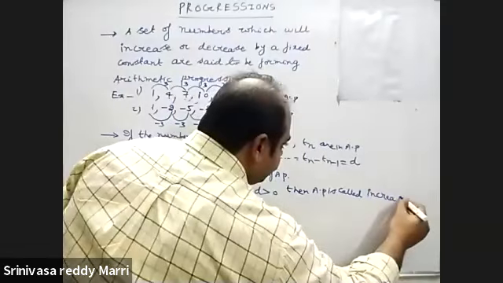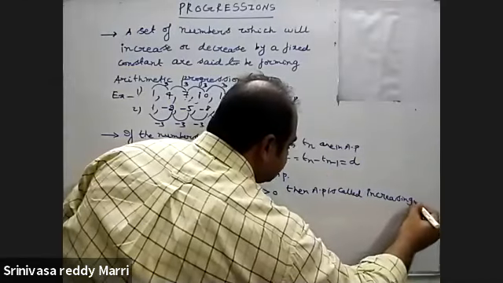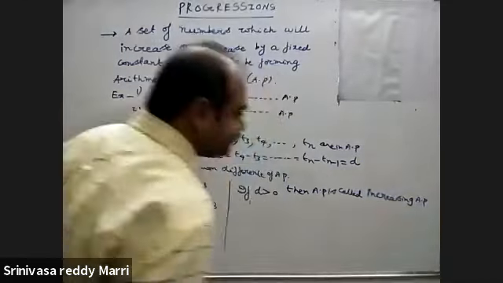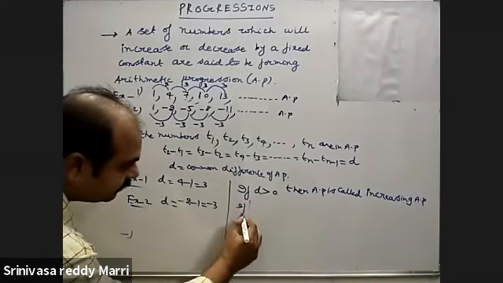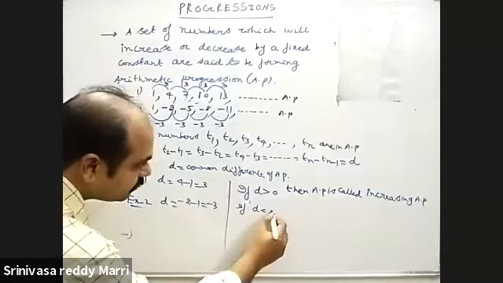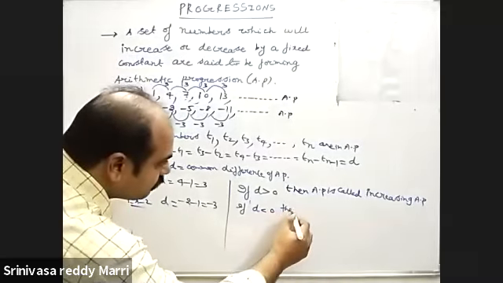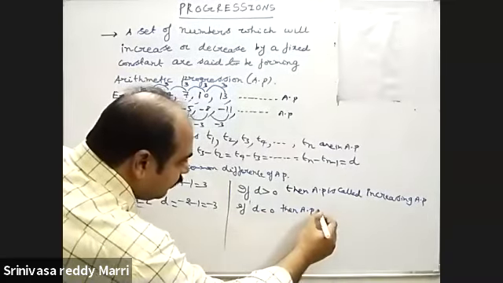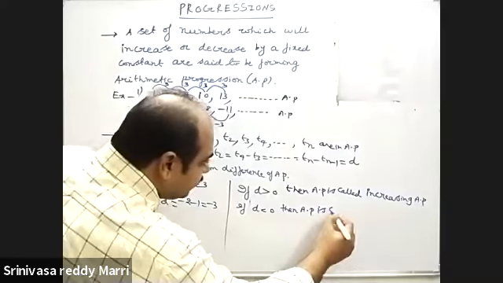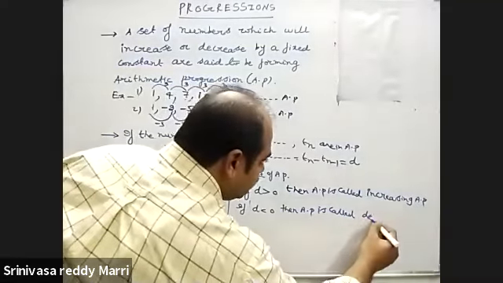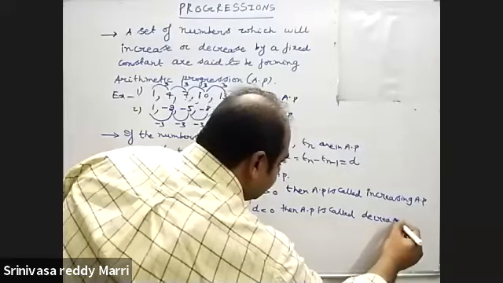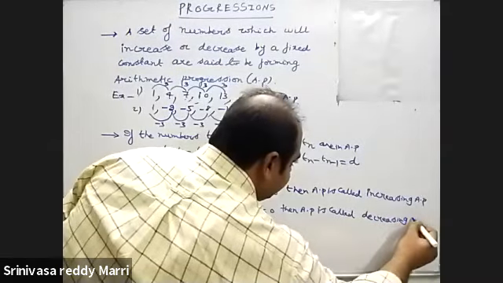That means numbers will be increasing. Suppose if D is less than 0, then the AP is called a decreasing AP. That means the numbers will be descending.